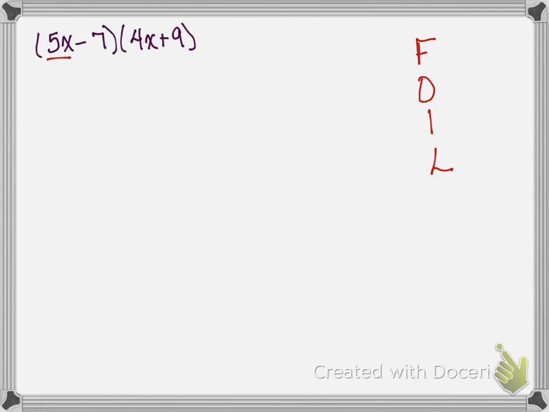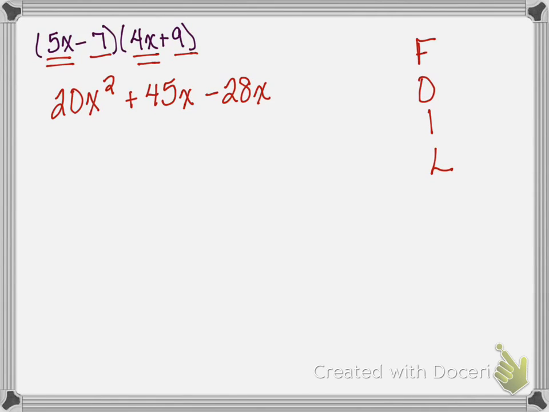So, I have 5x times 4x. That's 20x squared. 5x times 9 is 45x. Minus 7 times 4 is negative 28x. Negative 7 times 9 is negative 63. Okay? How did we do there? We just FOILed. First, outer, inner, last.